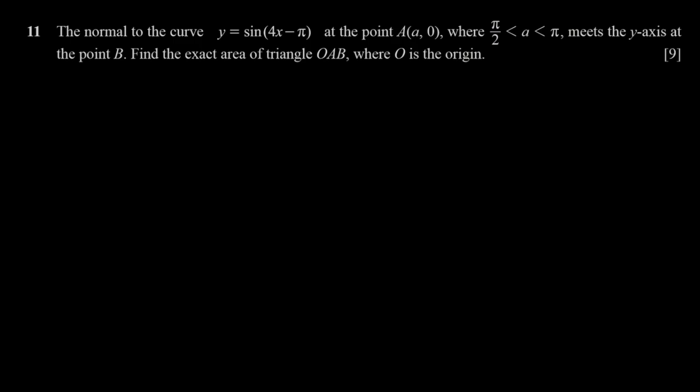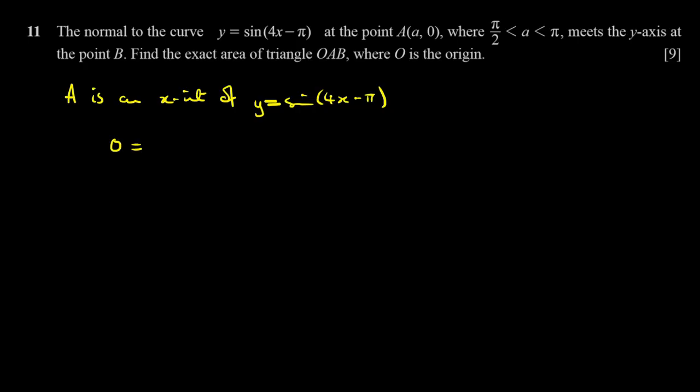Now the first part of this will be to find what this coordinate here is, A. Now the first thing to understand is that the y-coordinate of this point is 0. Now what that means is that A is an x-axis intercept of the curve y equals sine 4x minus pi, right? Why is it an x-intercept? Well, because on the x-axis, the y-coordinate is always 0. So if we know that this y-coordinate is 0, we know that this is an x-axis intercept. So what we need to do is substitute y is equal to 0 into our curve.